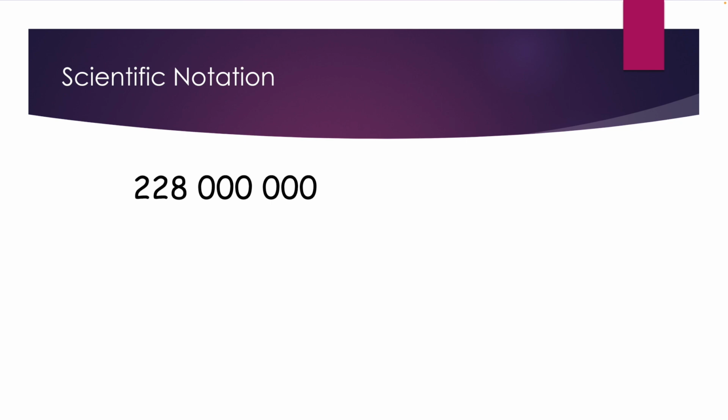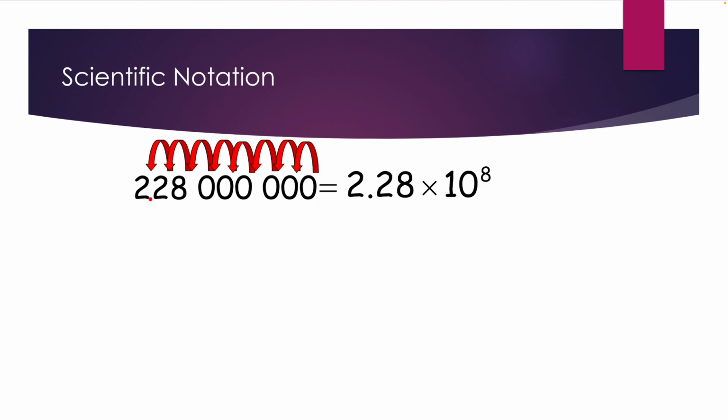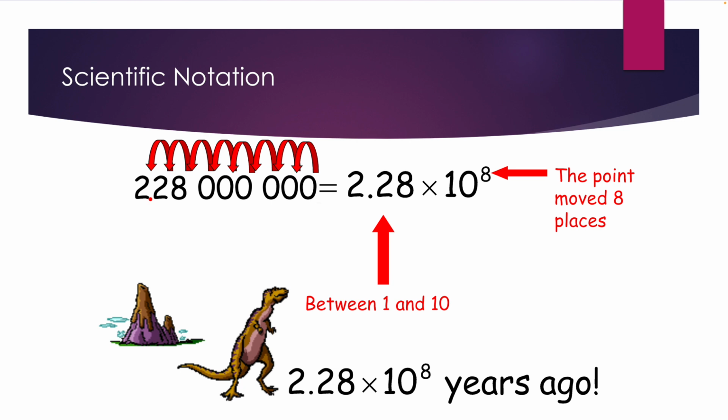And one more. I'm going to move the decimal point right here to get 2.28. Some people think I'm going to move it there because we're used to seeing just one number. But actually that gives me 22, which is bigger than 10. So I'm going to have to place it right here to get a number between 1 and 10. So I'm going to count 1, 2, 3, 4, 5, 6, 7, 8 times. So 2.28 times 10 to the power of 8 is how long ago dinosaurs roamed the earth.